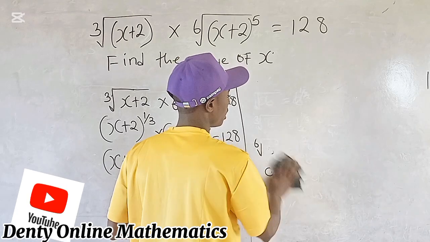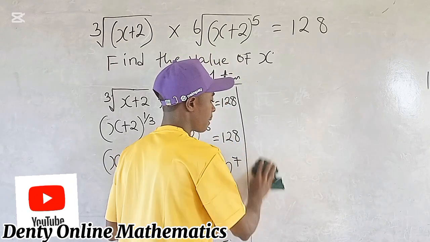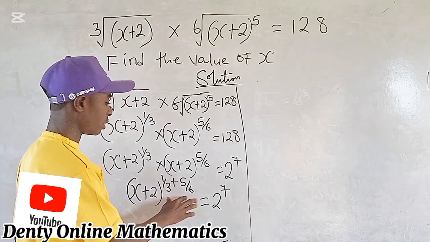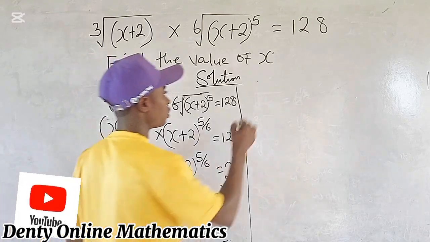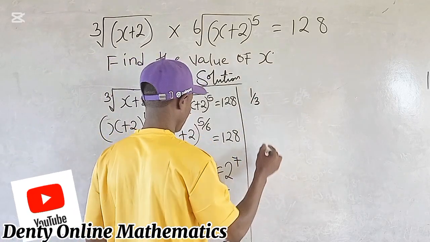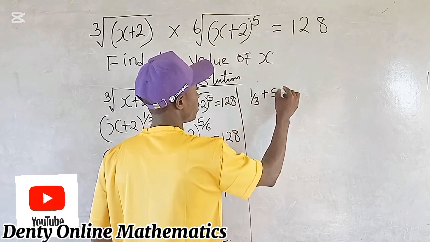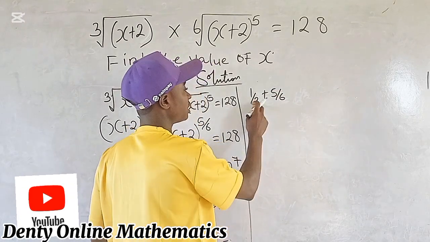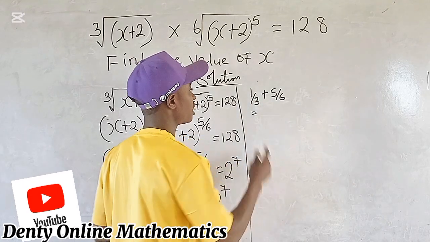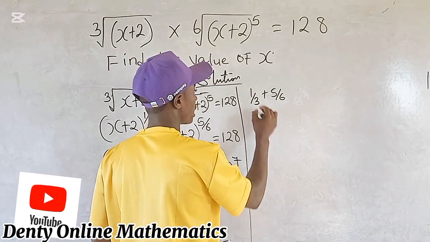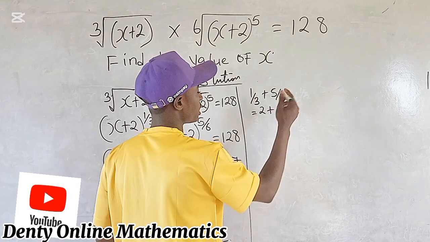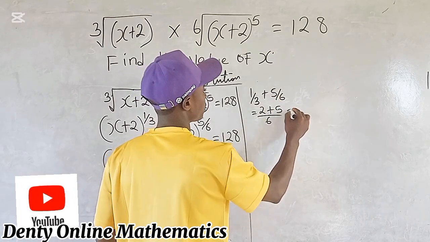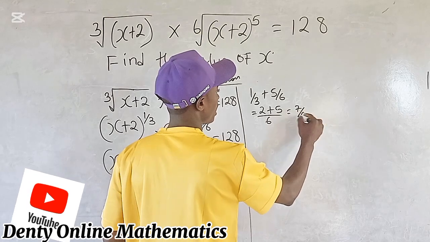Now, let's still go forward to see how far we'll go. Now, since we have the same base, we can add these fractions. So if you have 1 over 3 plus 5 over 6, how are we going to evaluate this? The LCM of 3 and 6 is 6. So 6 divides 3 two times, 2 times 1 will be 2, plus 6 divides 6 one time, 1 times 5 will be 5, all over 6. So 2 plus 5 will be 7 over 6.